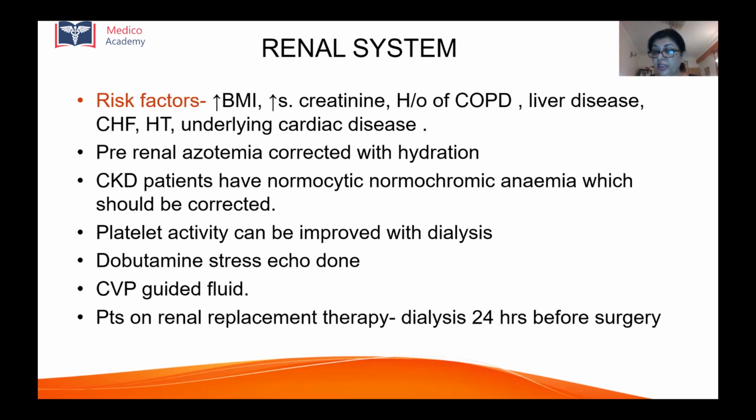Patients with chronic kidney disease have normochromic normocytic anemia. Therefore, preoperative correction should be done. The platelet count is within normal limit, but the platelet activity is abnormal, which can be improved by dialysis. Dobutamine stress echocardiography should be done in the CKD patients for assessment of the cardiac status. Adenosine stress testing is not reliable in view of the maximum vasodilatory state.